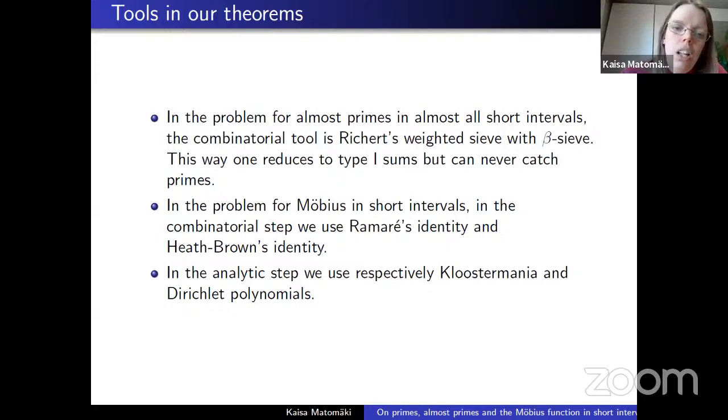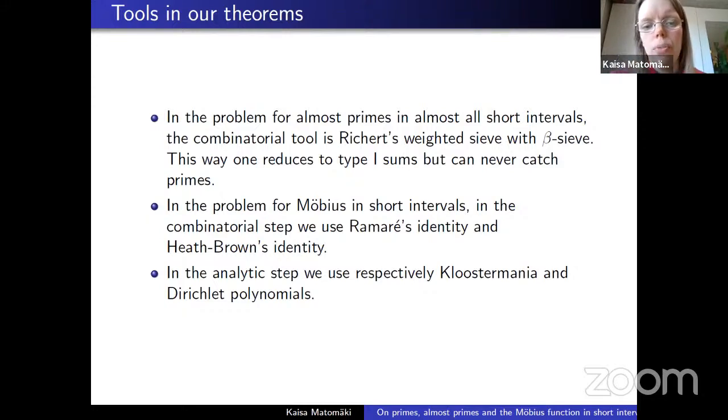And then in the analytic step in these works, concerning the almost primes in almost all short intervals, the analytic step was estimates for Kloosterman sums. I used some Deshouillers-Iwaniec bounds for Kloosterman sums, but actually, by doing it a bit differently, one could have just used the Weil bound for the Kloosterman sums to get a sufficiently good type 1 estimate.